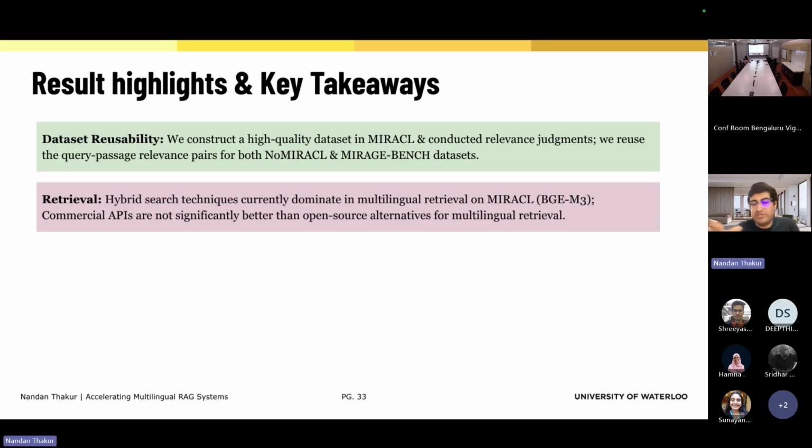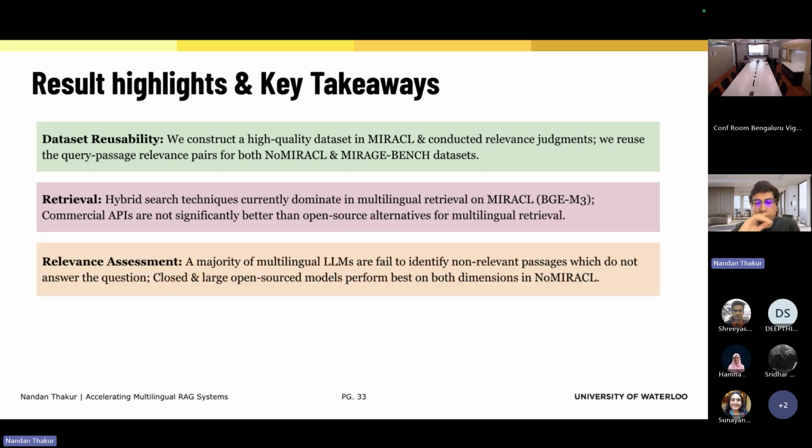Third, for retrieval, we found that hybrid search techniques currently dominate on multilingual retrieval, and the commercial APIs were not significantly better than the open source alternatives. For relevance assessment, we found that multilingual LLMs, a broader category, especially older ones, were unable to identify non-relevant passages. More recent models have better reasoning capabilities, so this is improving, and closed and large open source models performed best.